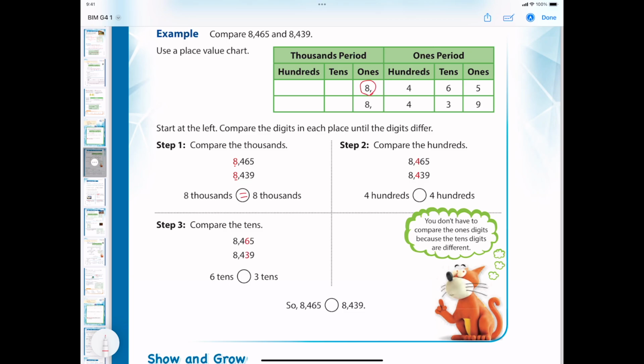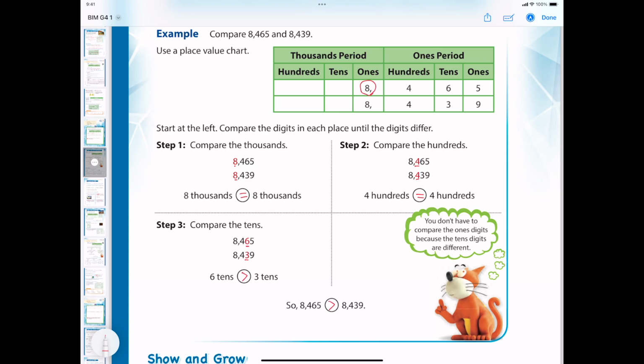And step two, compare the hundreds, which is 400 and 400. They are also equal. And step three, compare the tens. 6 tens versus 3 tens. Which one is greater? Yes, 6 tens. So 8,465 is greater than 8,439.